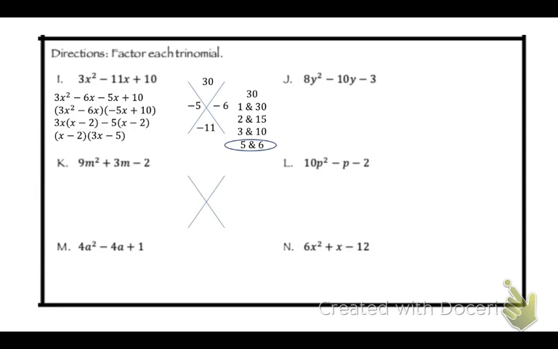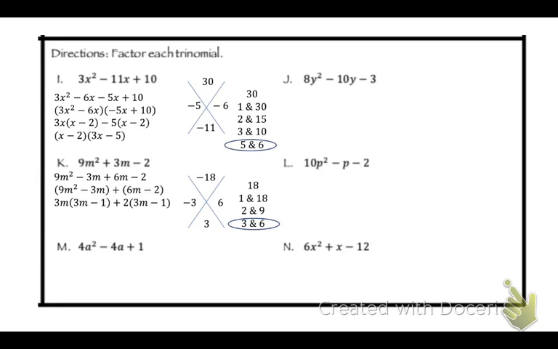Okay, let's do this one. So 9 times negative 2 is negative 18. 3 is on the bottom. So what multiplies to be negative 18 adds to be 3? Well, that's negative 6 and 3. So I'm going to have 9m squared minus 3m plus 6m minus 2. Group those, pull it out. You get 3m and 3m minus 1, 2 and 3m minus 1. So that's 3m minus 1 and 3m plus 2.